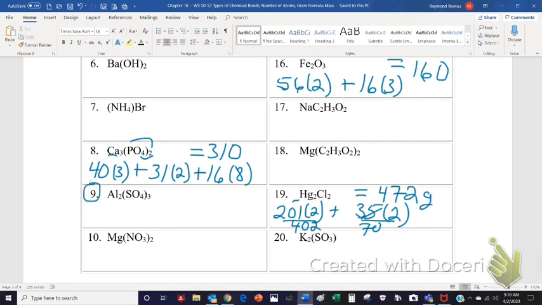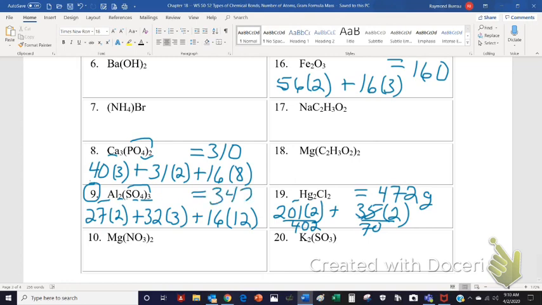Aluminum. Question number 9. Aluminum is element 13 with a mass of 27, but notice there are 2 of those. Sulfur in the parentheses with a 3 on the outside. So sulfur is 32 times 3. Oxygen has a mass of 16 times how many? Notice it's 4 times 3. That's 12. All right, add all this together. 27 times 2 is 54. 32 times 3 is 96. 16 times 12 is 128. So all that equals 342. And that is how you work gram formula mass.